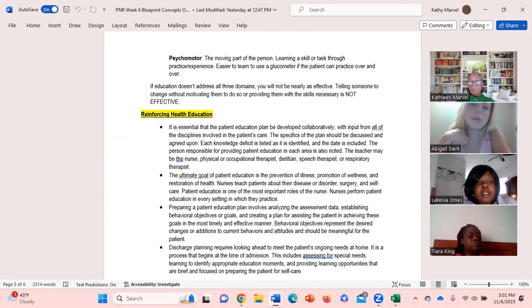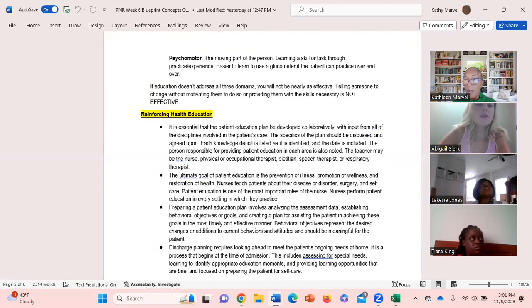Teaching maybe a child how to perform an injection of insulin, just showing them and then them doing it back. Practicing a technique. Maybe it's helping a family member learn how to change a dressing for when their family member comes home. Right? You're teaching them how to do it, and then they're showing you what they learned.